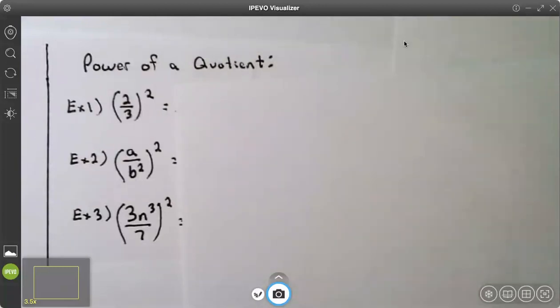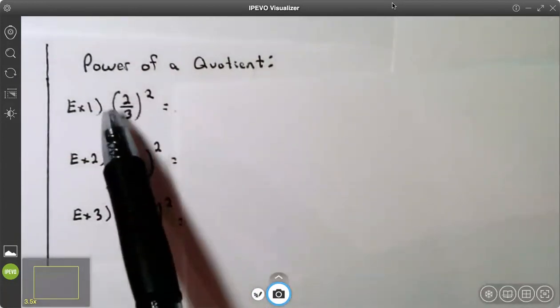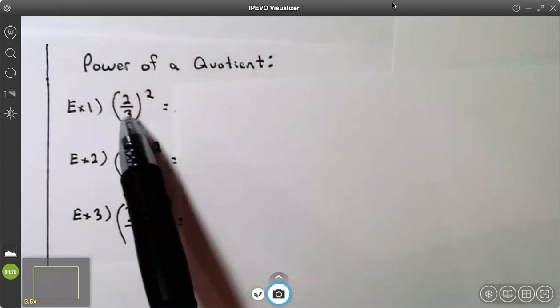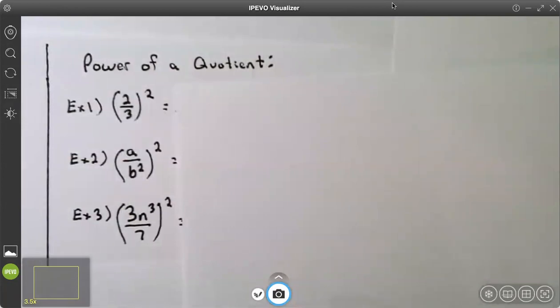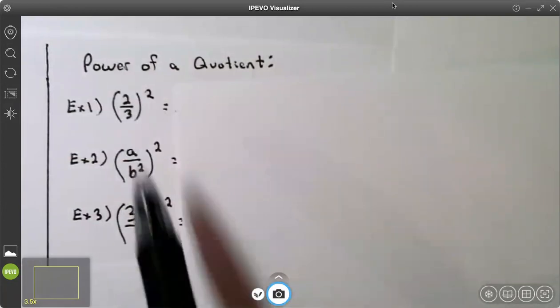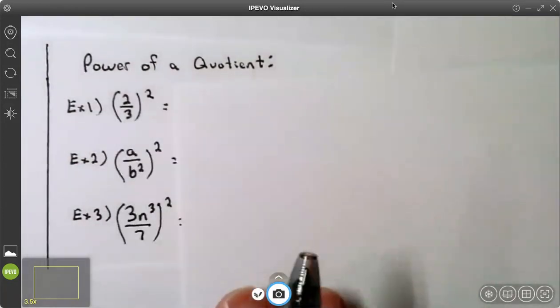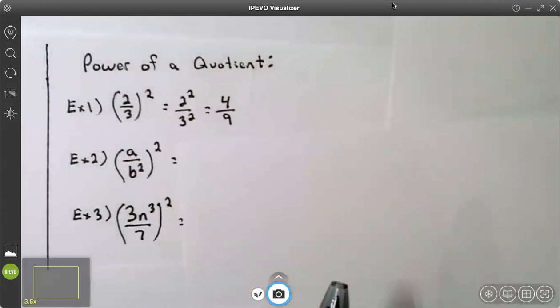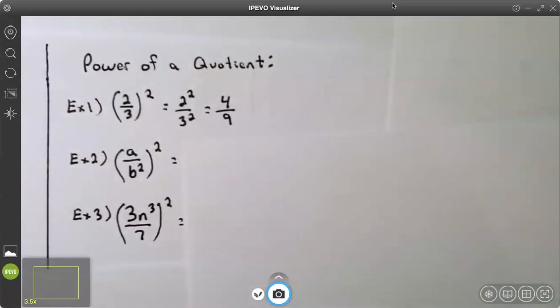Now we'll do power of a quotient. When we were multiplying, I call this power to a power. If you put this in your calculator, parentheses 2 over 3, parentheses to the power of 2, you could get the answer. But if I were doing it without a calculator, I would want to think about the numerator and the denominator separately. So in the numerator, I have 2 squared. On the denominator, I have 3 squared. And 2 squared is 4, 3 squared is 9. The answer is 4 ninths.